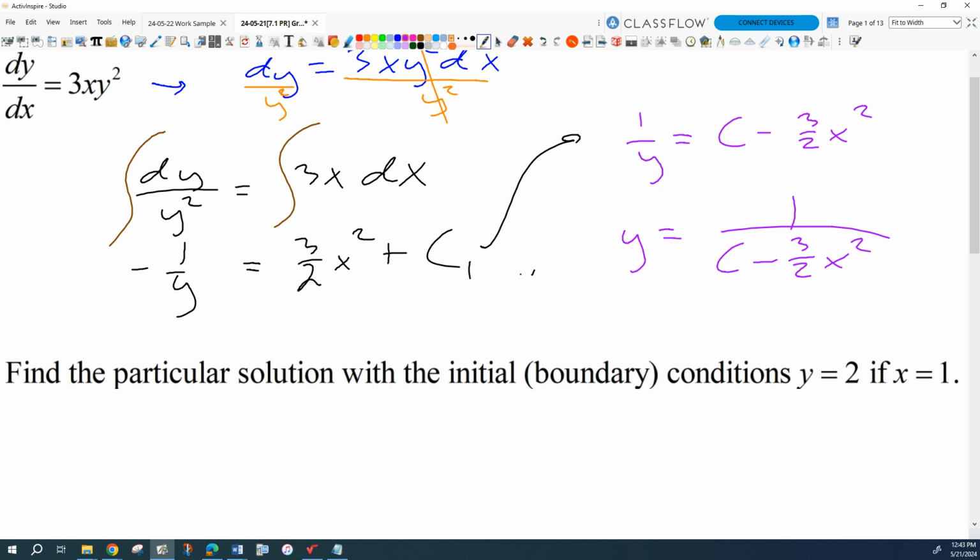So it says find the particular solution with the initial condition y equals 2 if x equals 1. What would we do? Substitute and solve for c, right? So if we did that, we would then just get -1/2 equals 3/2 plus c, or c1, whatever we called it. Subtract 3/2, and I would just get c equals -2.